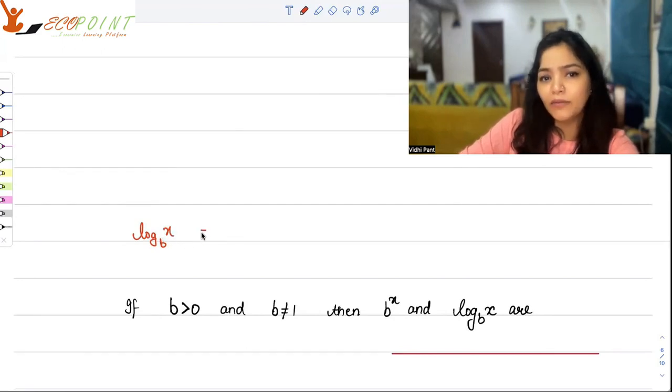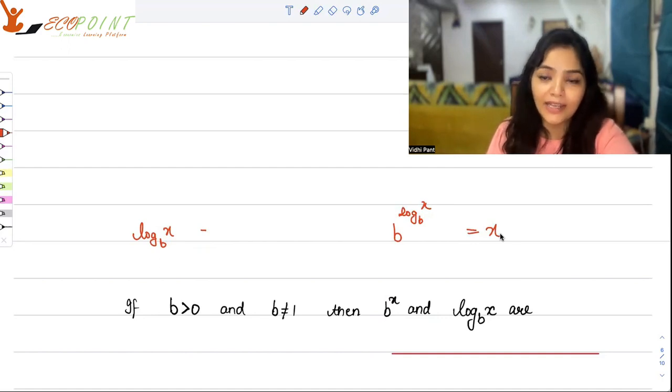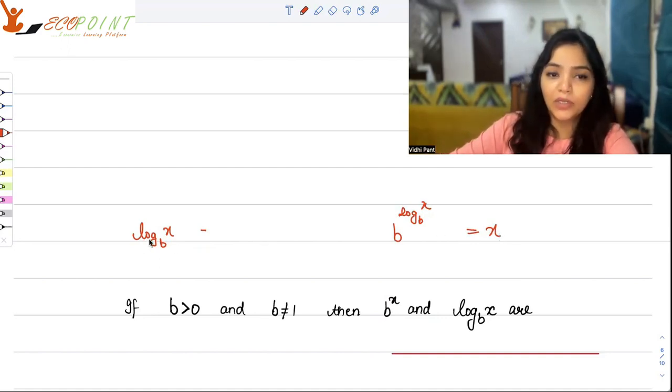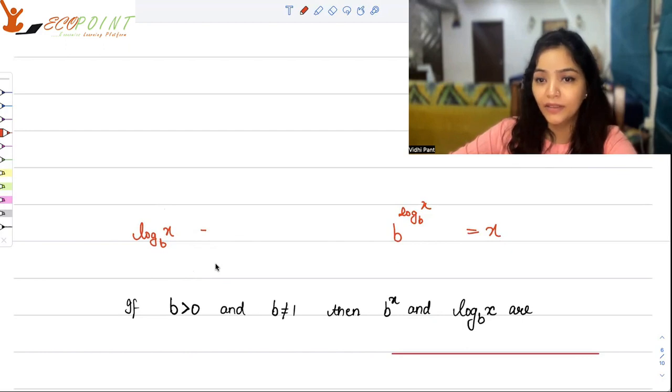It basically means that b is the base, and when you take some power, which is log base b of x, this is the power that you've taken, and you get x. That power gives you this result, right? So if b is greater than 0 and b is not equal to 1, then b to the power x and log base b of x are basically inverse functions, if you notice.